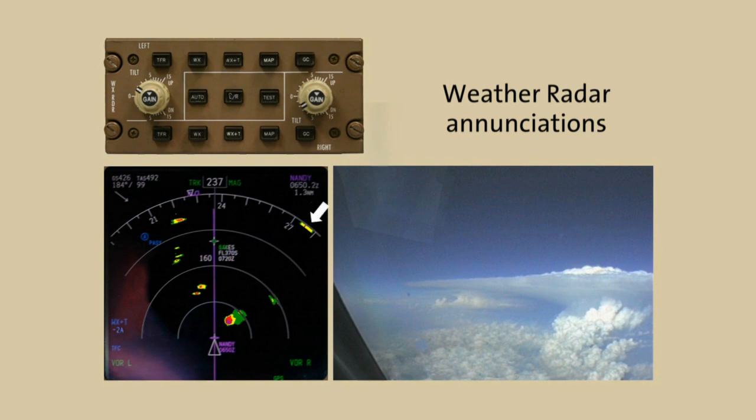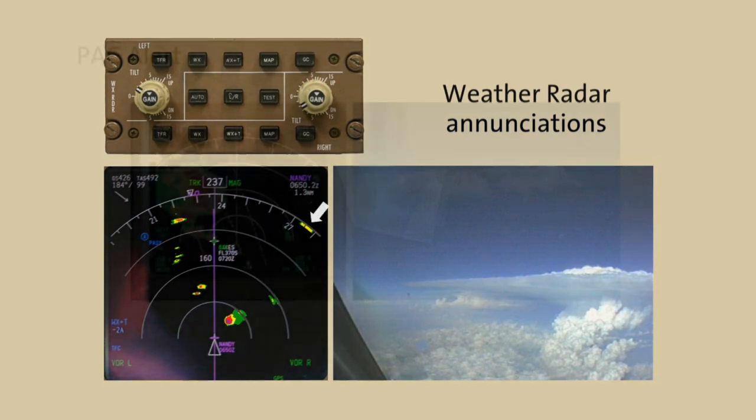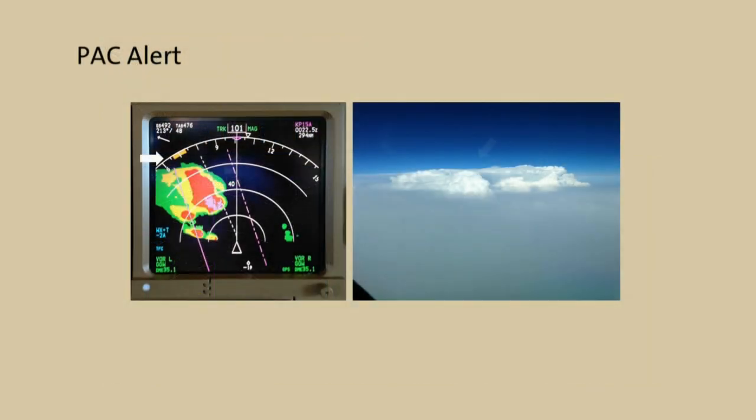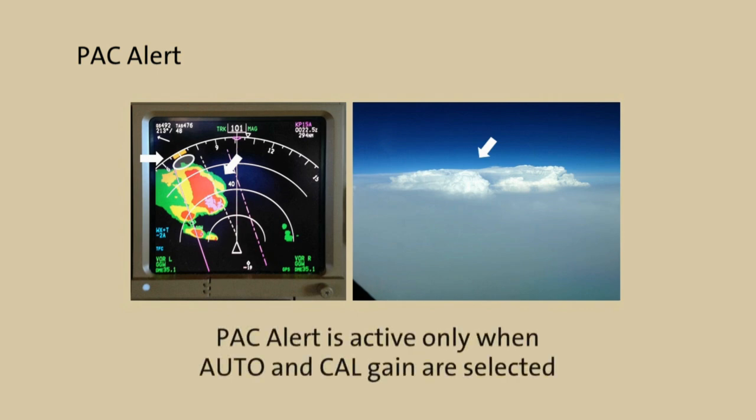The yellow arc is a Pack Alert function. Pack Alert warns crews that the intervening cell is attenuating the radar beam, and the area behind the cell is not visible to the radar. Pack Alert is active only when auto and cal gain are selected.